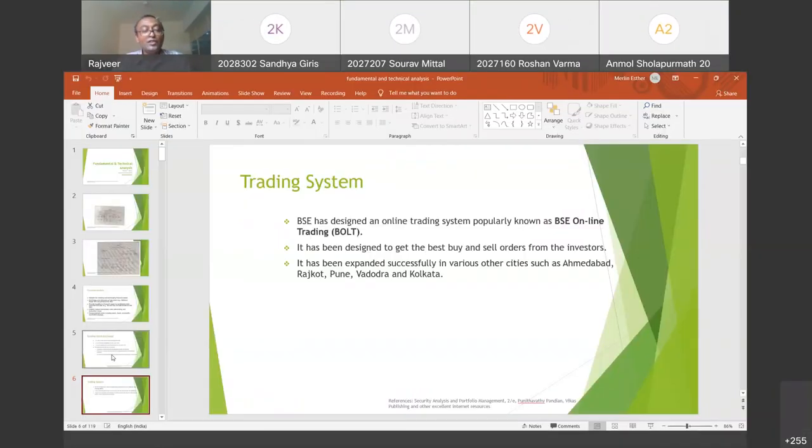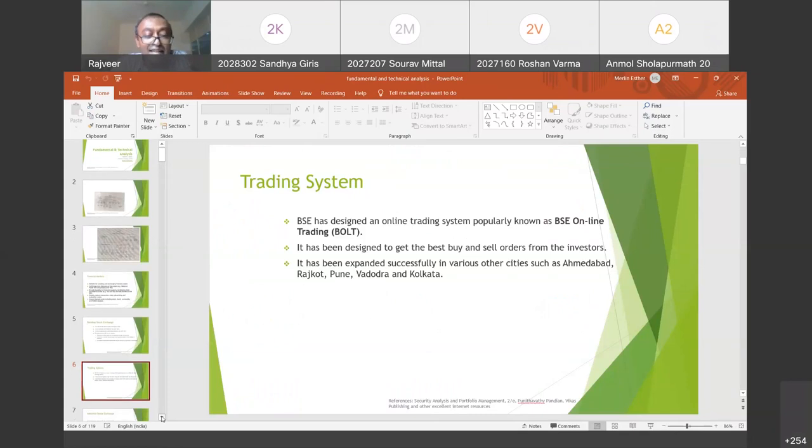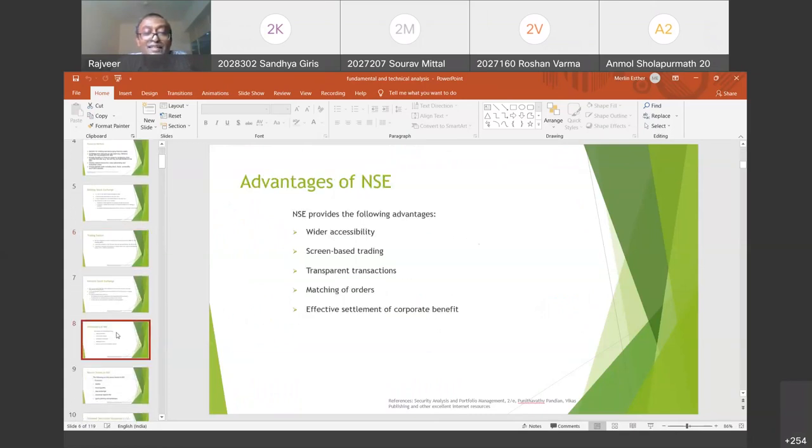So as I told you, the NSE is the preferred exchange of choice. So this is the reason why. Are you able to see my screen now? Yes? Okay. NSE has definitely made the stock market widely acceptable to the Indian public. Screen-based trading, like what you saw, bid ask, right in front of you. Very transparent transaction.